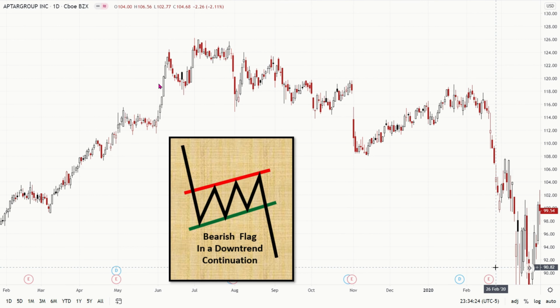So now identify the bear flag in the downtrend continuation. Now here in this chart, you can see very obviously this is the bear flag. I think this is daily, all right, a daily pattern.